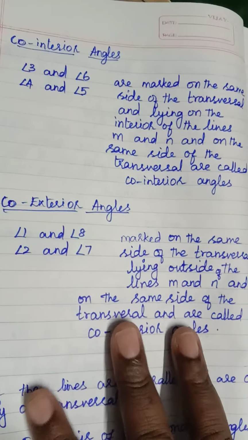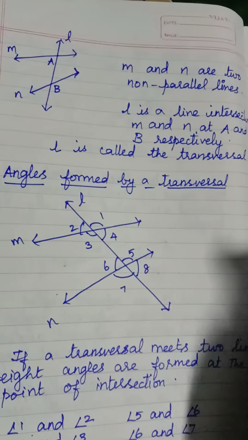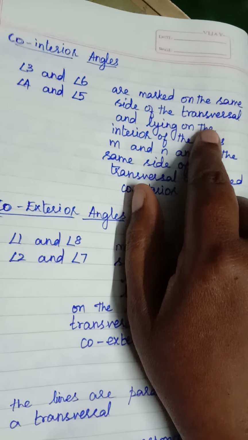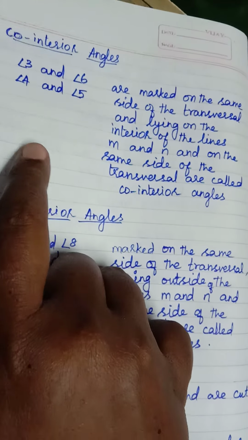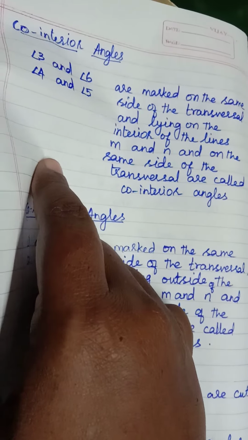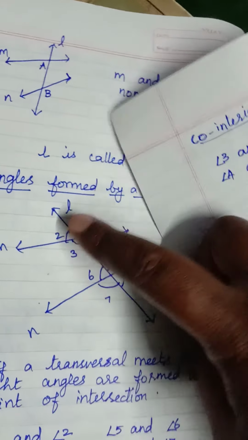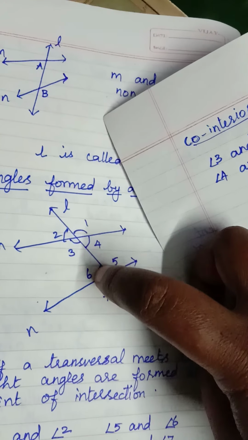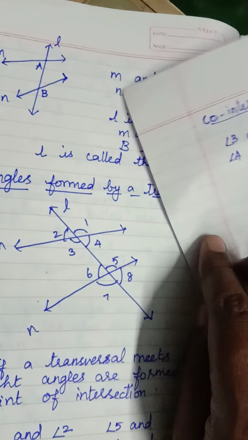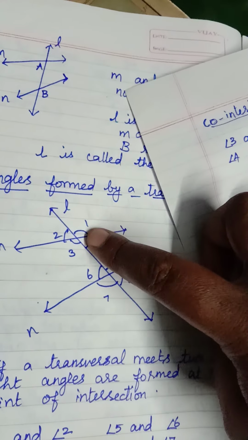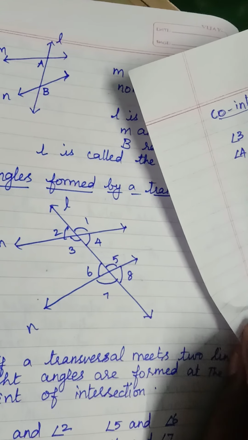Next, what are co-interior angles? See here, angle 3 and angle 6 are marked on the same side of the transversal, lying on the interior of the lines M and N. They will be marked on the same side of the transversal and will be lying interior, in between these two lines. Angle 3 and angle 6 are said to be co-interior angles. Similarly, this side, angle 4 and angle 5 are said to be co-interior angles.